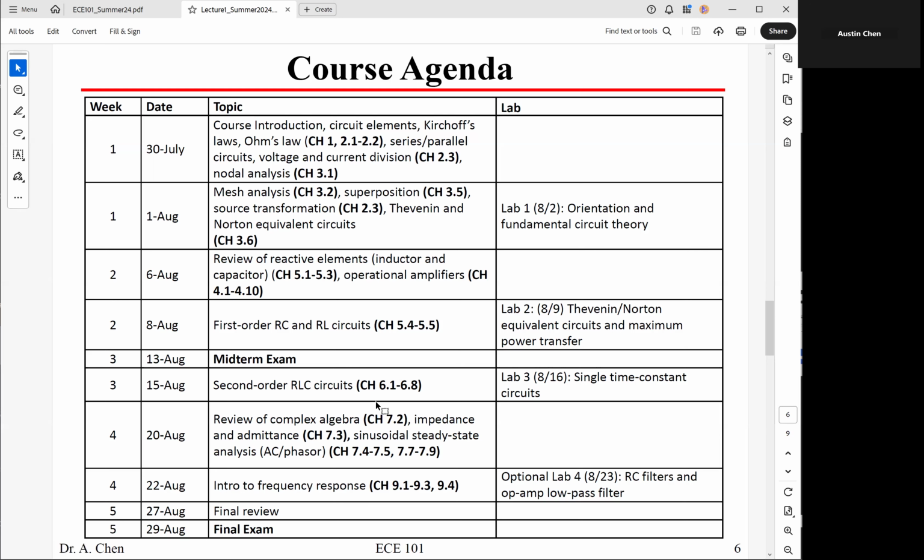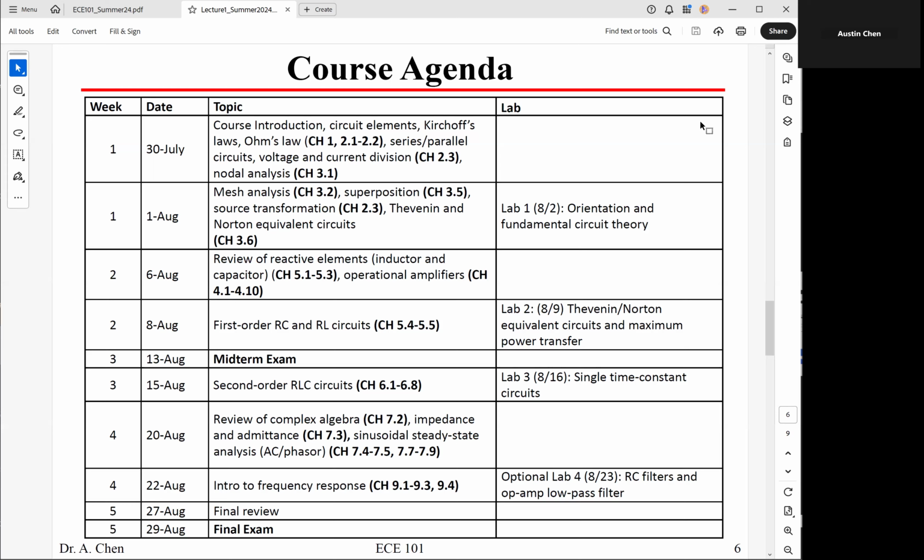The last part of the course is related to frequency domain analysis. So we will be using complex algebra, and we will learn about impedance and admittance, and we will analyze the circuit in the so-called steady state, which is also known as AC analysis or phasor. We will also briefly talk about frequency response, which includes the so-called Bode plot, both the magnitude and the phase.